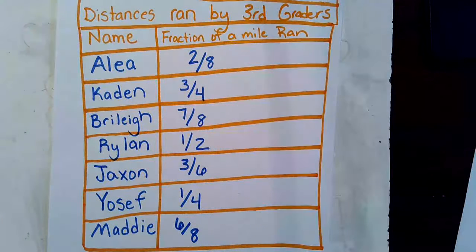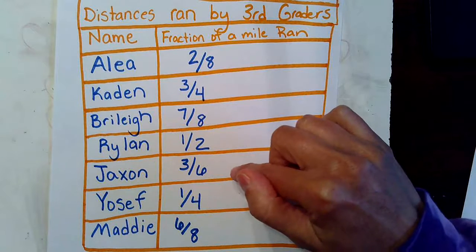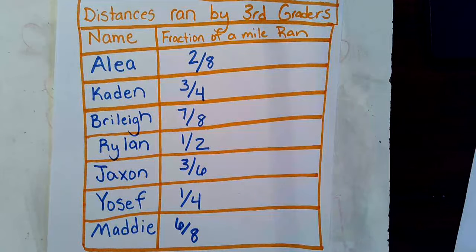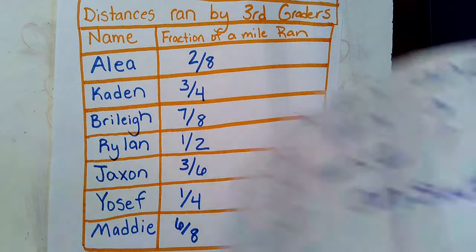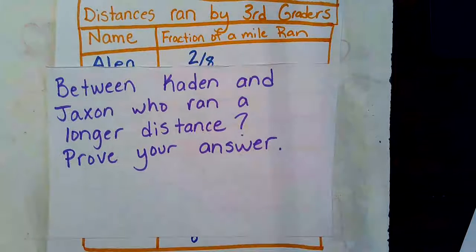So the first question that I have for you about this chart is, between Caden and Jackson, who ran a longer distance, and prove your answer? So let's go back to the chart. We have Caden and we have Jackson. 3/4 and 3/6. Who ran a longer distance?